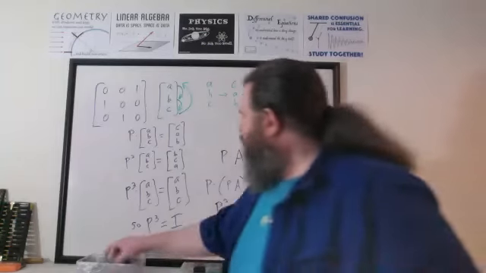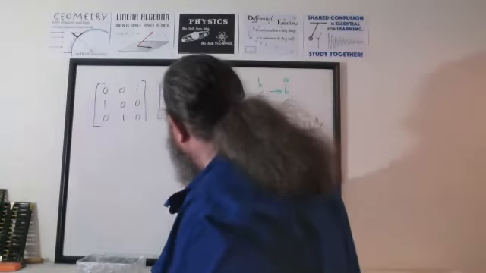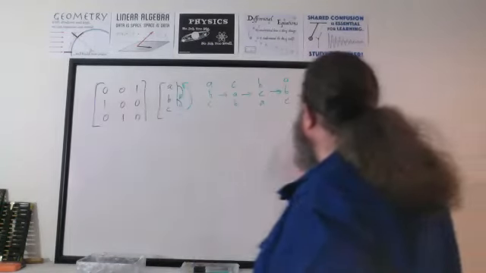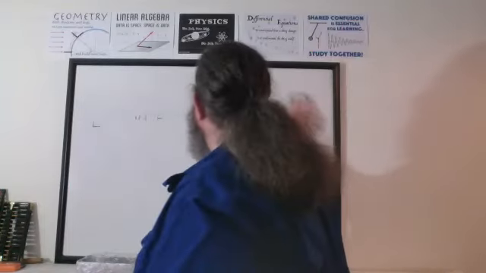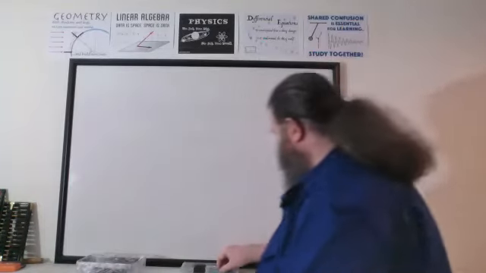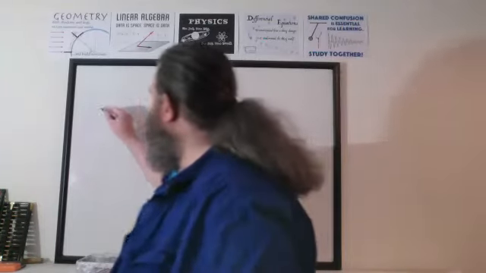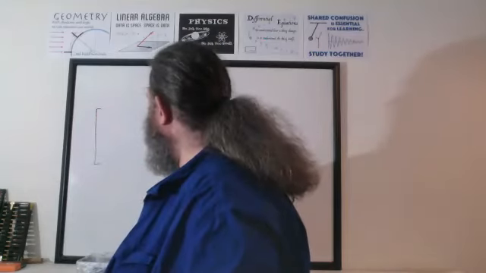Then let's try one more quick example, since we've got a couple of minutes left. Let's say we had a transformation matrix that looks like this. Let's do a 4x4.